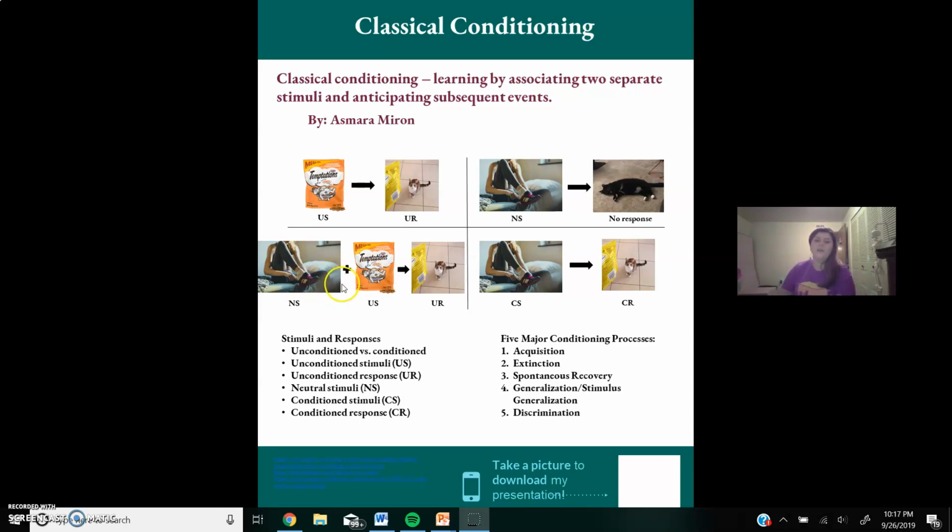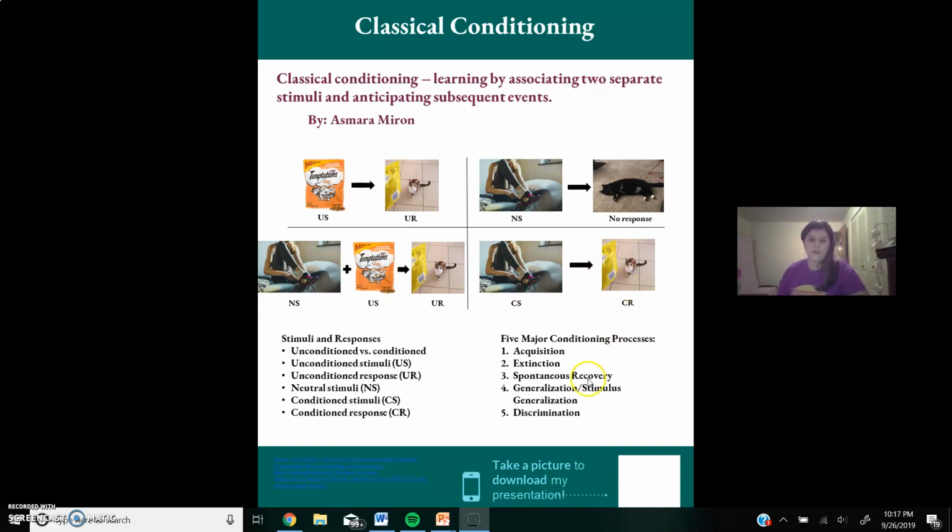The second term is extinction, and that basically means if the CS would occur without the US, which means if I were starting to put my shoes on and decided that I wasn't going to give them a treat, that would be extinction. Eventually they would unlearn the conditioned response.